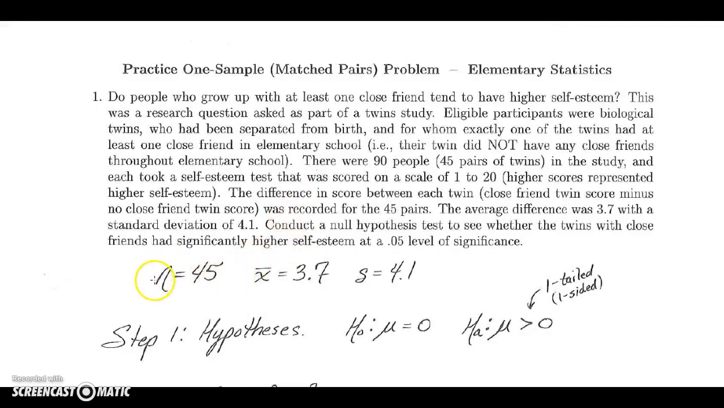So the first thing to do, even before you go through the steps of the test, would be to match up what our variables are. So our sample size in a matched pairs test is just the number of pairs. So if you're doing a pre-test, post-test, it would be the number of people who are taking a pre-test and post-test. In this case, even though we have 90 people, we have 45 pairs. So that's why n equals 45. X bar would be our sample mean, and S would be our sample standard deviation.